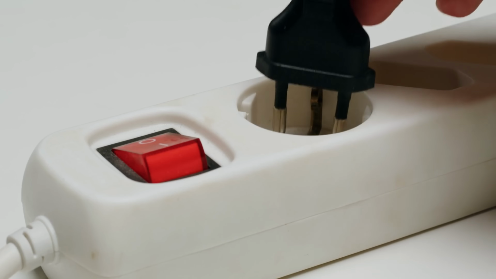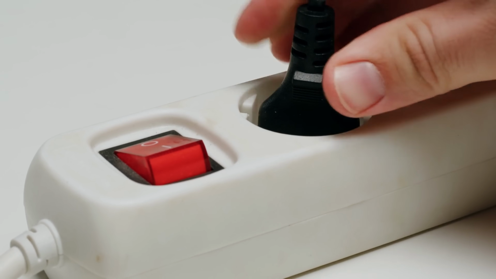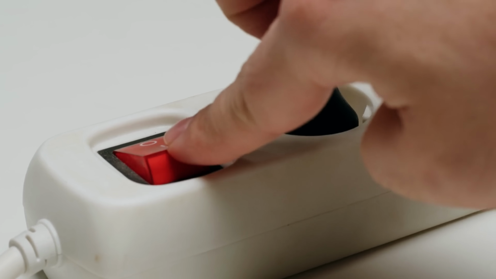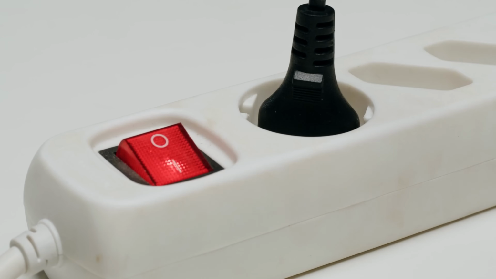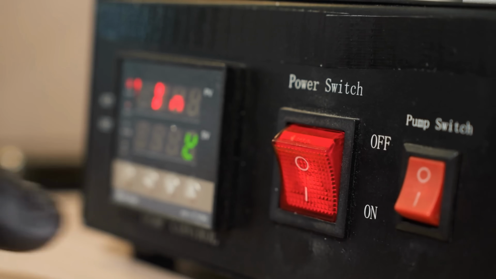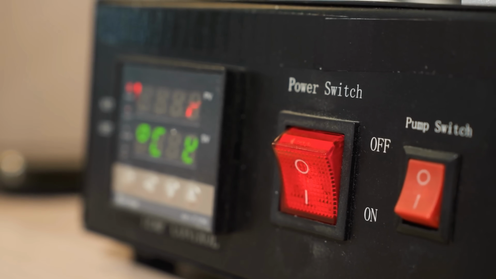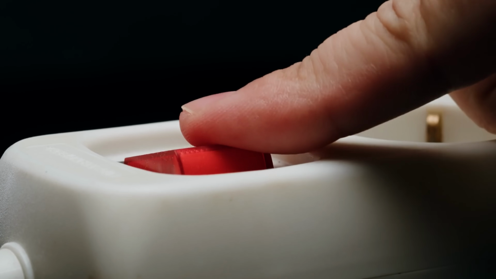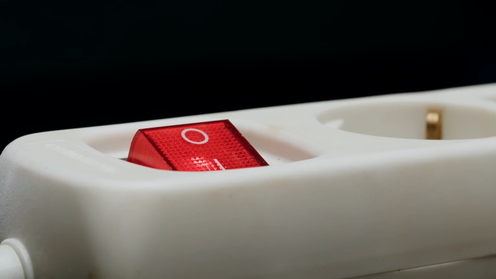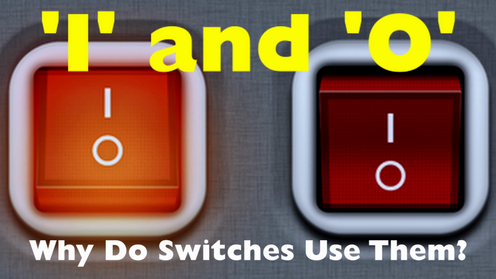Every device around you has at least one silent decision maker, a tiny symbol that determines whether something comes to life or remains completely still. You press it without thinking, trusting it to work the same way on your laptop, your TV, your coffee maker, and even industrial equipment. Those markings feel universal, almost invisible, yet most people have never stopped to question them. So why do switches use I and O?